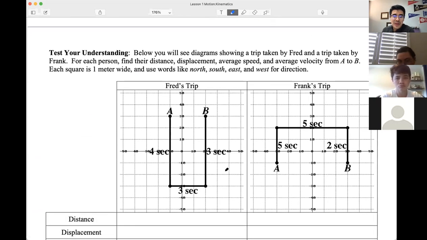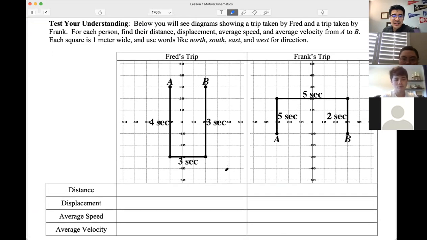Okay, so then we're going to try this out. We have this trip by Fred and we have this trip by Frank. We want to find the displacement, the average speed, and average velocity for Fred. Oh, and distance. Sorry, I skipped distance. Let's do distance first. What is the distance that Fred traveled? Let's assume that each block is 1 meter. Each square is 1 meter wide.